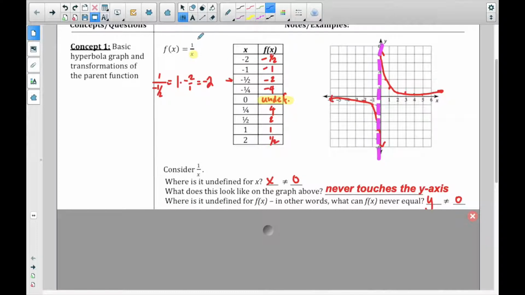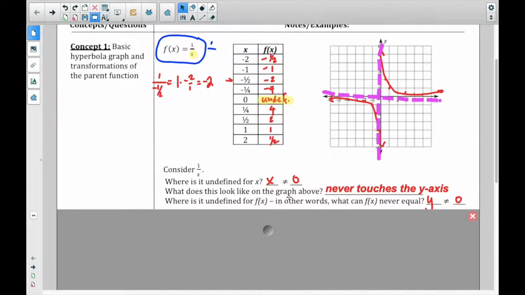Let's look at the function again. So here's our function, and I'm saying that this function can never equal 0. Can you think of any number you could plug in for x where you would get 0? Like 1 over 1? No. 1 over 2? No. 1 over -1? No. 1 over half? No. 1 over 0? Undefined. There is no number that you could plug in for x that would ever make this equal 0. So guess what? We have another asymptote. This time we have an asymptote here on the x-axis.